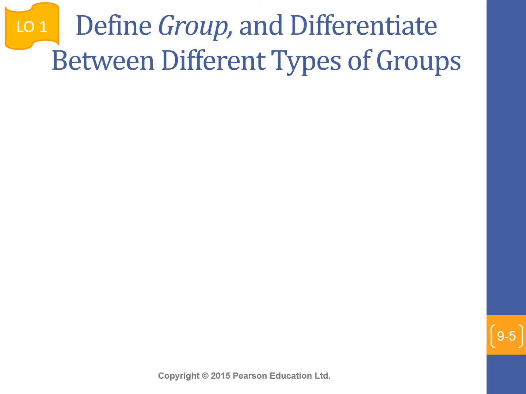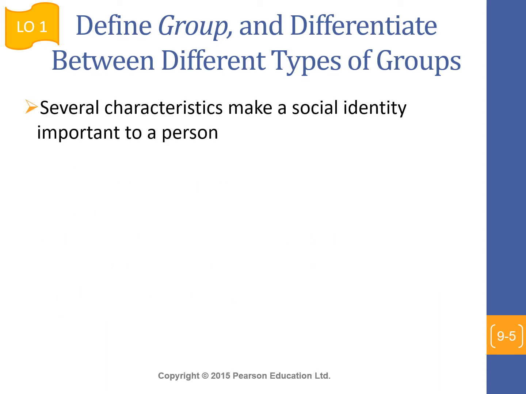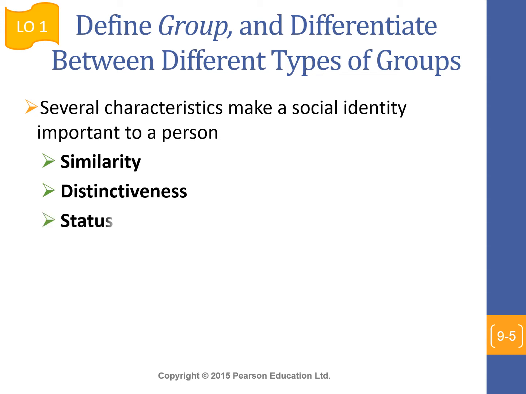Okay. Alright, so there are several characteristics that make a social identity important to a person. First, we need to have a similarity. Kita kena make sure that we have common things that we can share with. Distinctiveness, which means that we feel close, or we feel that we belong in that group. Status, we surely need to have a similar status. We won't be hanging around with people who have different status than us. Uncertainty reduction, we have to make sure that we have a low level of anxiety when we are in that group.